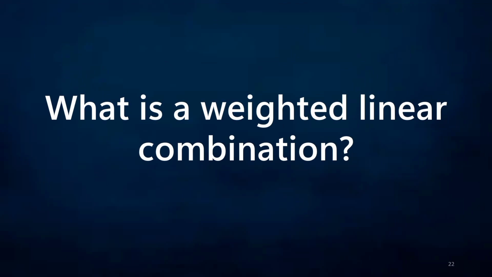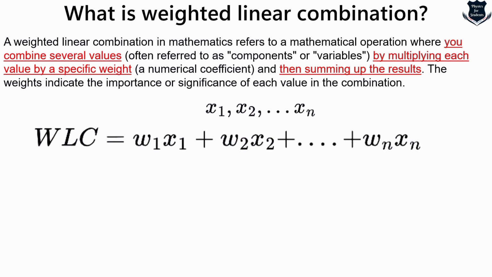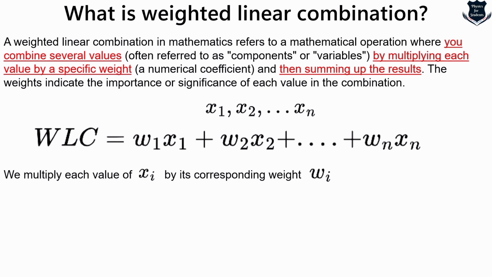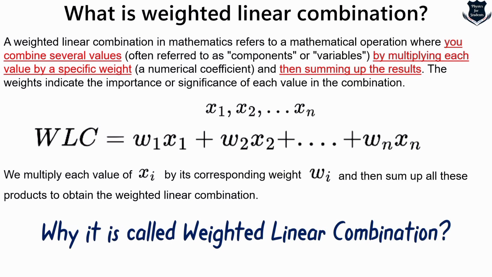What is a weighted linear combination? I will give you a very simple example. A weighted linear combination is something we always do in mathematics. You combine several values, which can be components, variables, whatever, by multiplying each value by a specific weight, and then we sum it up. For example, if I have x1, x2, x3 up to xn, then the weighted linear combination, which I have abbreviated as WLC, would be w1x1 plus w2x2 plus w3x3, continuing up to wnxn. So we are just multiplying the value of xi by its corresponding weight wi, and then we sum up all of this, and what we obtain is called a weighted linear combination. Why is it called that? Let us quickly look in the next part of our video.